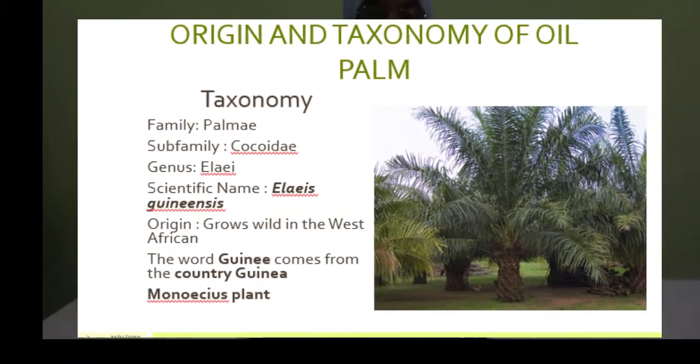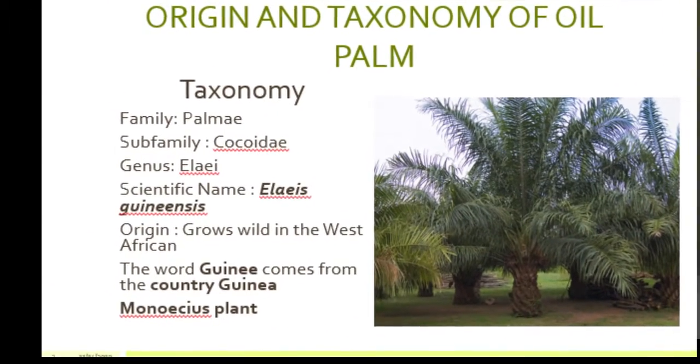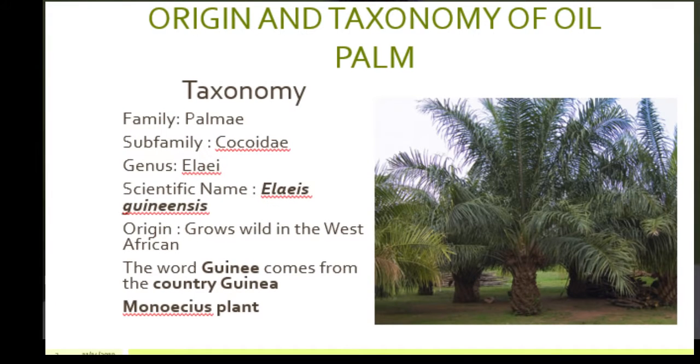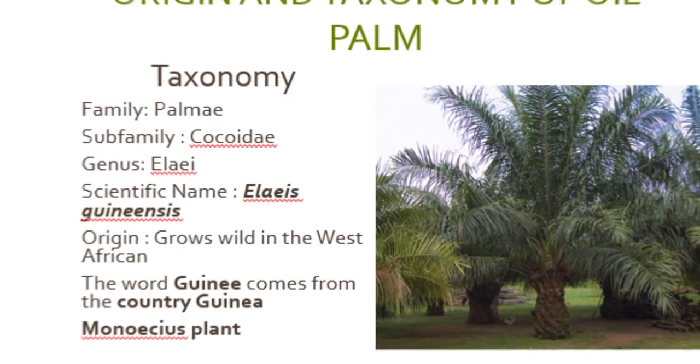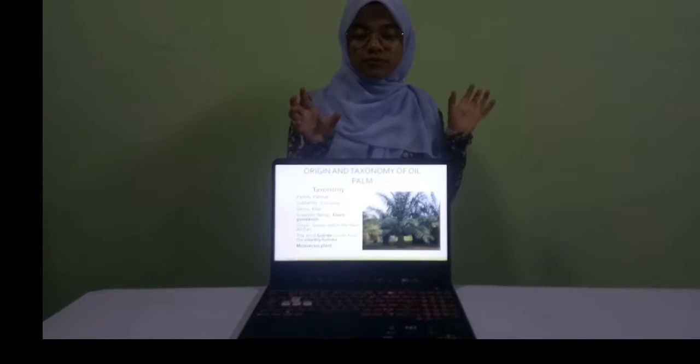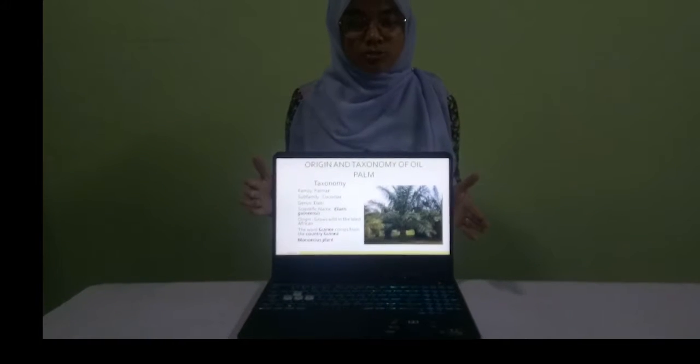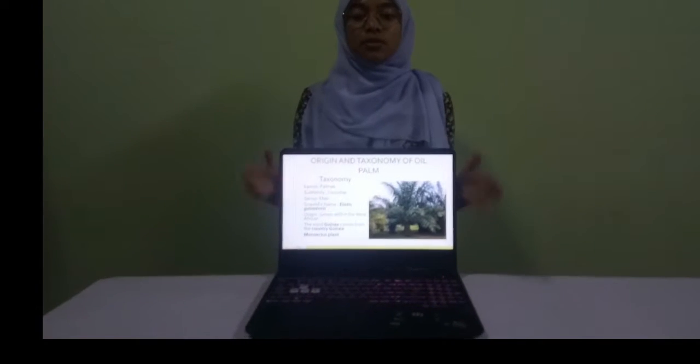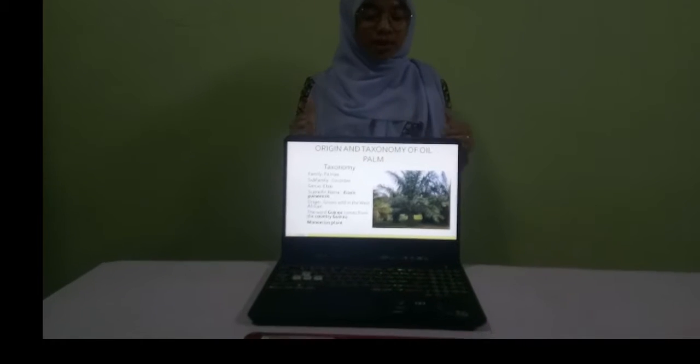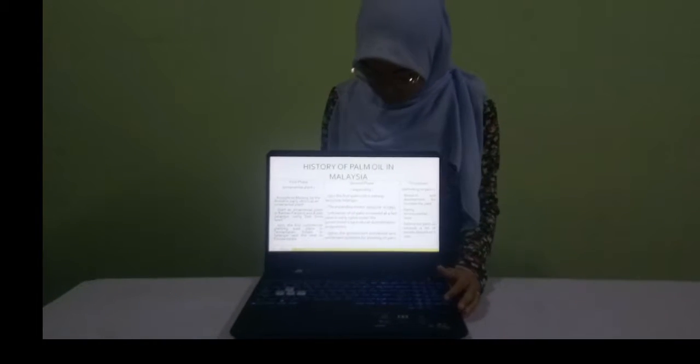Firstly, it's of the family Palmae, subfamily Cocoideae, genus Elaeis, scientific name Elaeis guineensis, and its origin is West Africa. The word Guinea itself comes from the country name Guinea, and it is a monoecious plant, which consists of females and males.